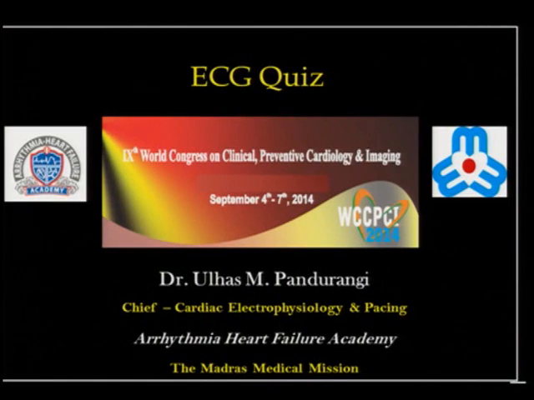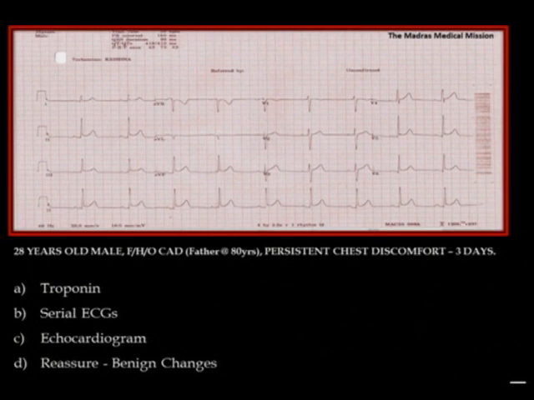So the pattern is I'm going to be showing an ECG, and there are some choices which are part of the answer. I believe the ECG is seen clearly. If this ECG is shown and in addition to the ECG, the clinical details are given in the form of the age, 28 years old, male, and the family history of coronary artery disease being father has had a coronary event at the age of 80, and this patient has a persistent chest discomfort for 3 days, the question is, what is the right option to be chosen?